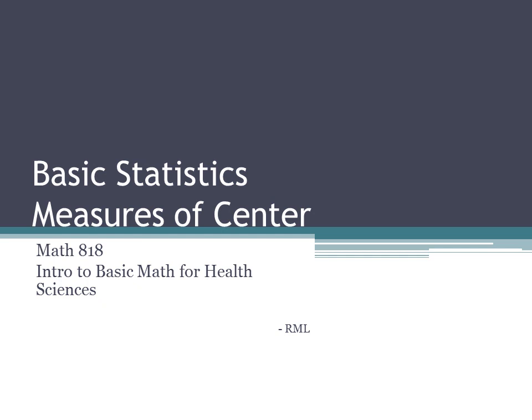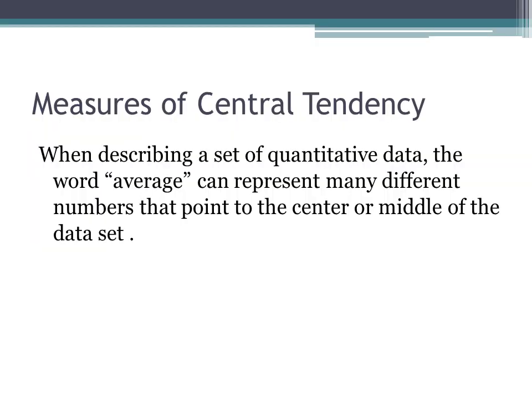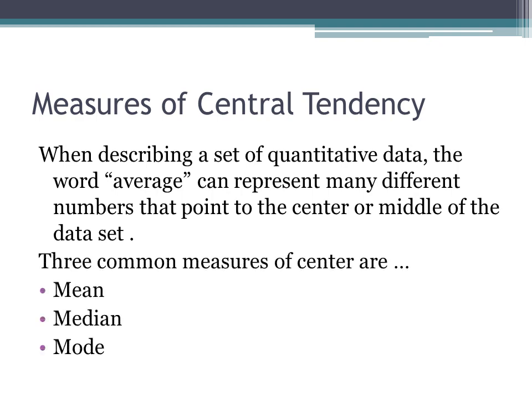Basic statistics, measures of center. In statistics, we often use the word average to represent a measure of center. However, there are many types of measures of center. Three of the most common types are the mean, median, and the mode.